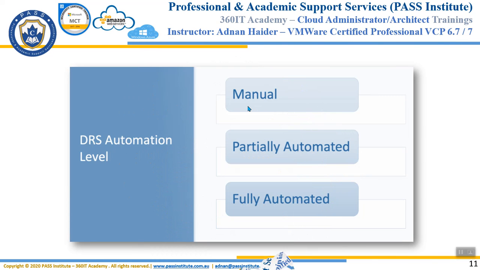There is manual automation mode, in which DRS will monitor the environment and provide recommendations and not take any action. In partially automated mode, it will monitor the environment and take action only for the critical type 1 and critical type 2 VMs, and not all of the VMs. In fully automated mode, it will monitor the environment, provide recommendations, and also take action for any VMs. So let's get started with this.